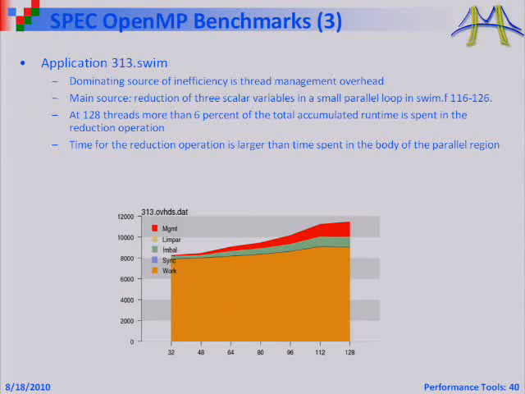Here's another example. This time it's actually scaled out to 128 threads. And in this case, it turns out the thread management overhead is pretty significant. In this particular code, there is just a very small reduction operation that reduced a scalar. And at that time, this reduction operation was not optimized for this machine. And so it turned out that this operation started to become a pretty significant factor for this code.